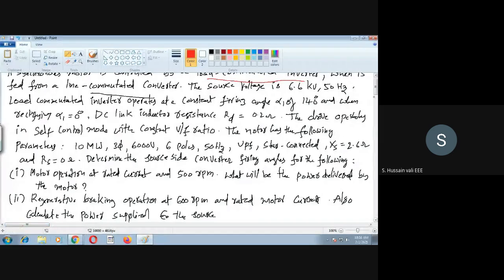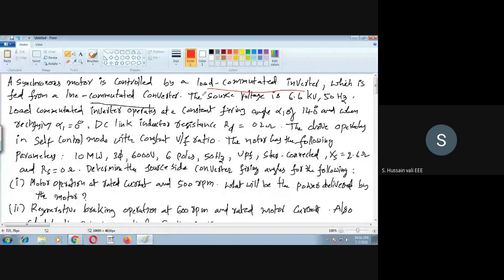So the question is that a synchronous motor is controlled by a load commutator inverter, which is fed from a line commutator converter. The source voltage is 6.6 kilovolt, 50 hertz. The load commutator inverter operates at a constant firing angle alpha 1 of 140 degrees. That's important: this is constant and fixed, so we cannot do anything else here. This alpha or beta, whatever it is, of the load commutator inverter is 140. So it is more than 90.